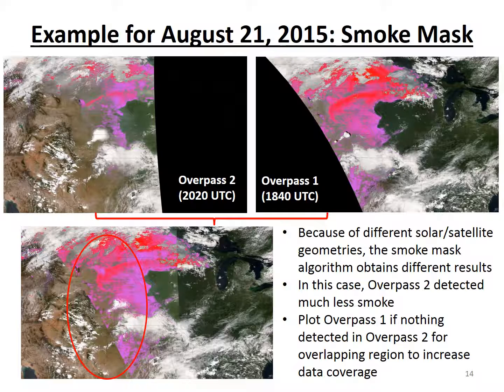In this way, eIDEA can show more retrievals in the imagery. However, this approach can introduce artifacts in the smoke mask and AOT imagery, so the user should be aware of data inconsistencies along areas where swaths overlap.